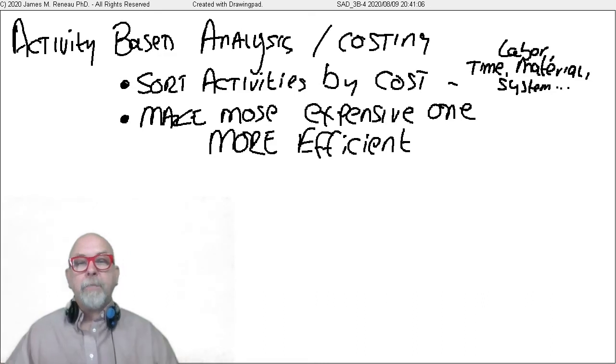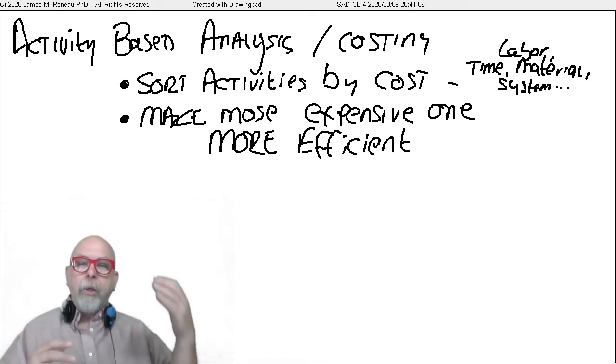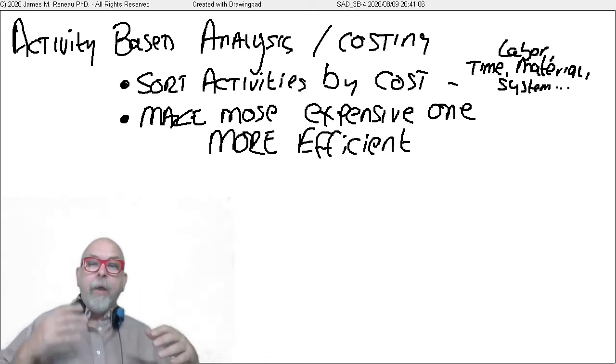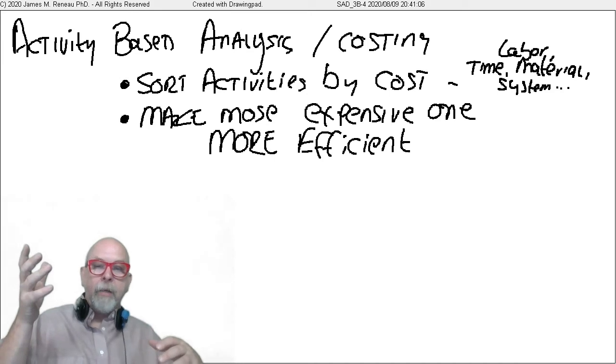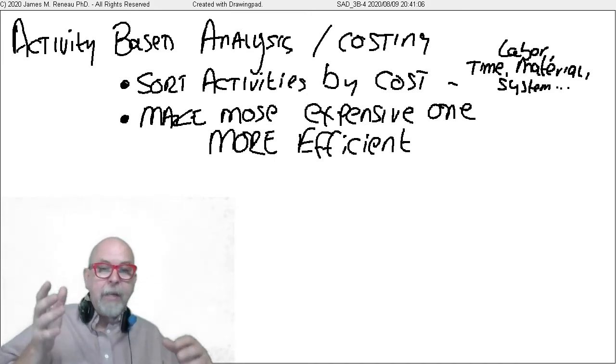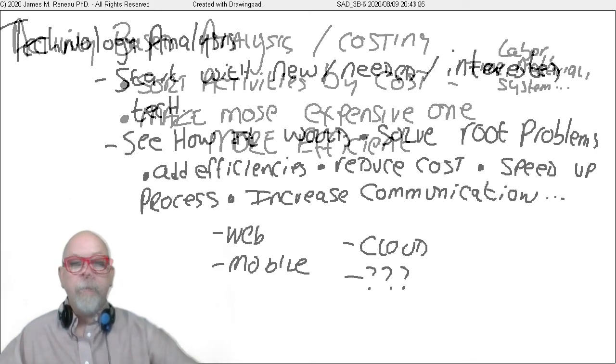So make the most expensive one more efficient, get big bang for our buck, and look at a process based upon its activities. So then we're looking at problems, we're looking at root causes, we're looking at durations, we're looking at activities. There's some other things we also need to be looking at.